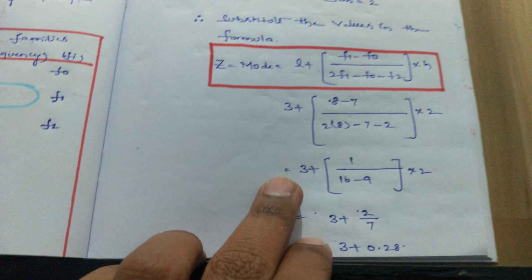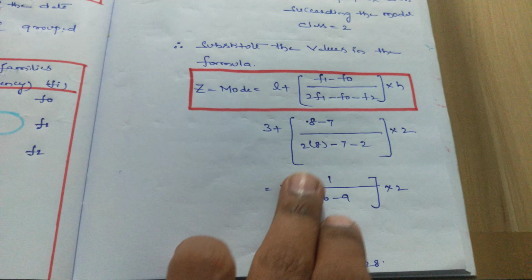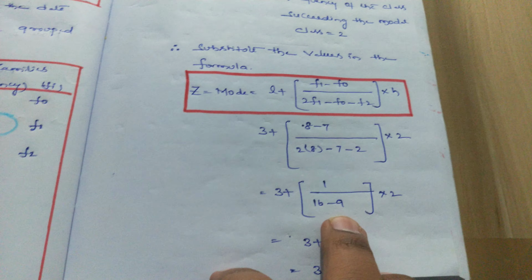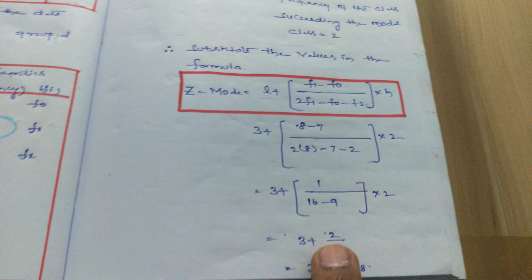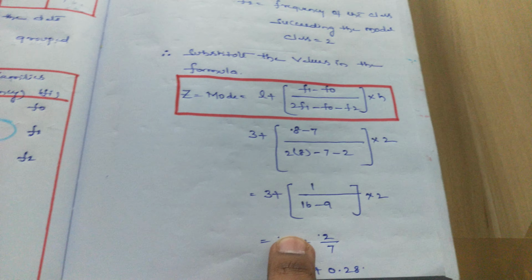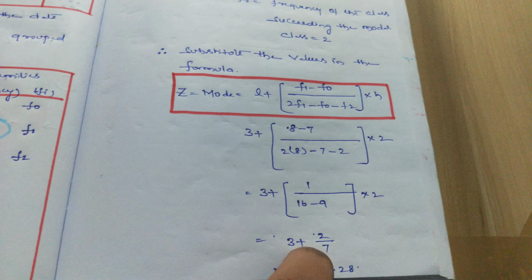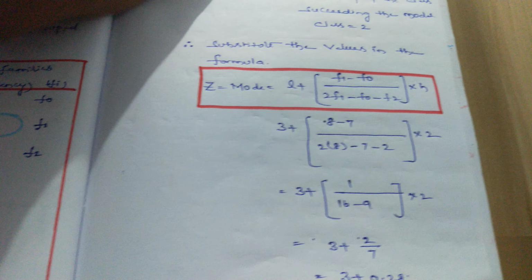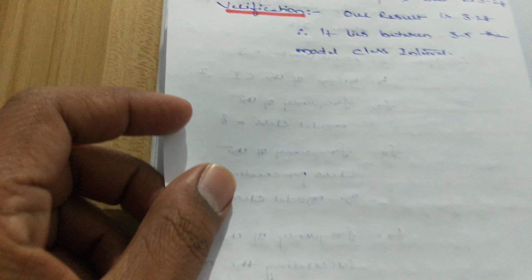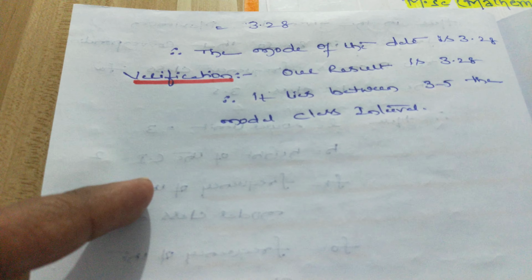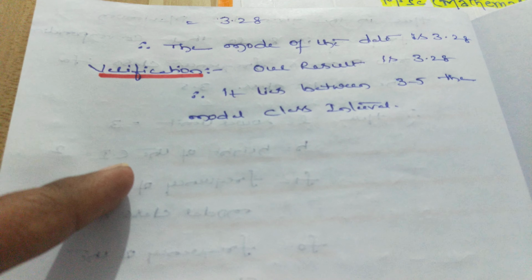What do we get? 3 you take as it is. This becomes 8 minus 7, which is 1. The denominator is 16 minus 9, into 2. So this becomes 1 by 7 into 2, which is 2 by 7. So 3 write as it is. 2 by 7 converted into decimal, you will get 0.28, students. Then if you add 3 plus the decimal part, you will get 3.28. That will be the mode of the given data.